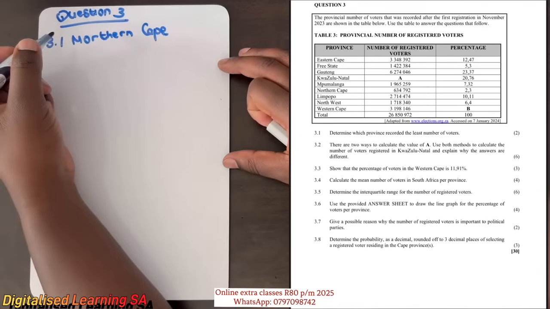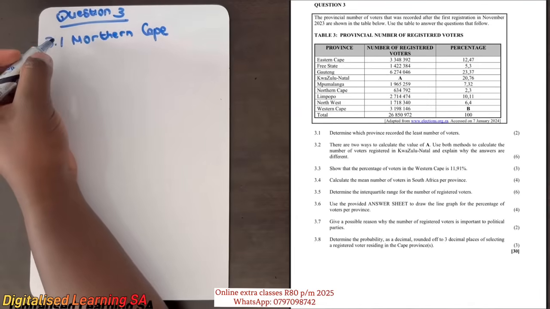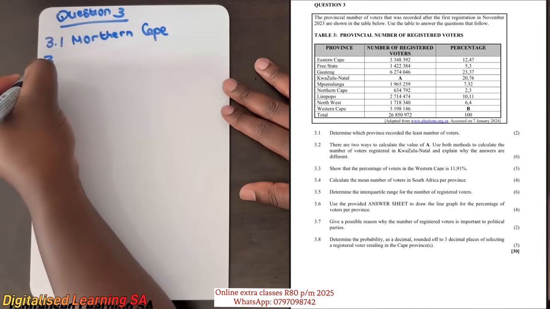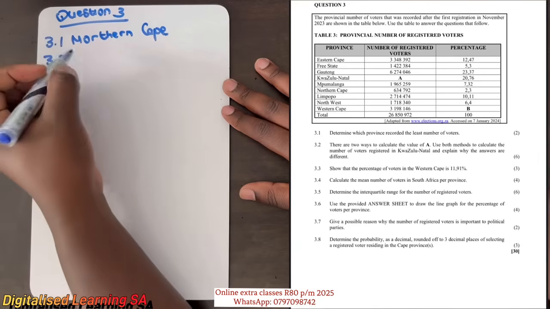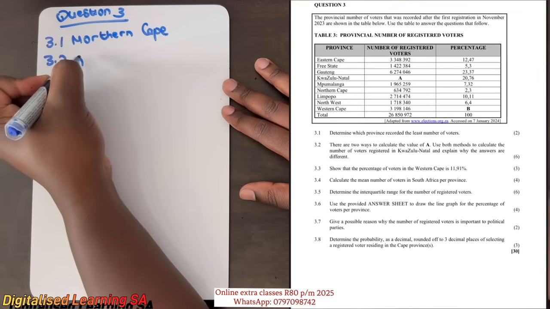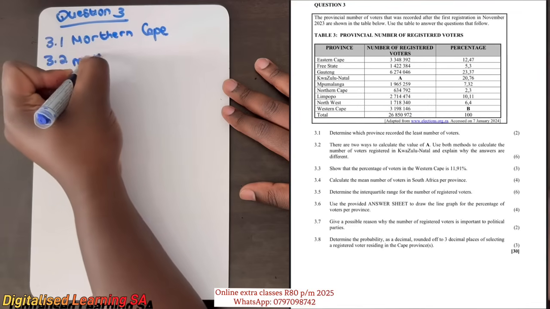Okay, so now let's move to question 3.2. So question 3.2 says that there are two ways to calculate the value of A. Use both methods to calculate the number of voters registered in KwaZulu-Natal and explain why the answers are different. So let's start with the simplest method, which is method 1.